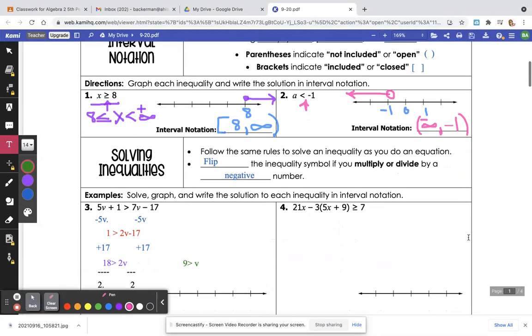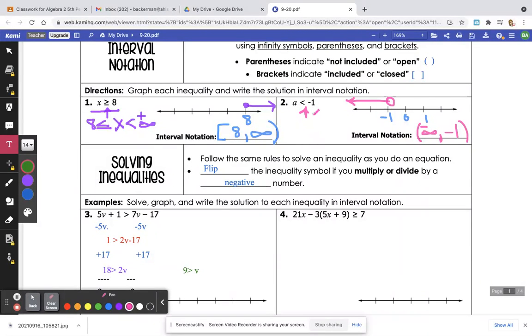So when we start having to solve these, in number 1 and number 2, they were already set up where the variable was alone. We're going to have to start solving these to get the variable alone. And when we do that, there's a few rules that we have to remember. To follow some of the rules of inequalities, if the inequality is multiplied or divided by a negative, then we have to flip the symbol, okay? We're going to flip the inequality symbol if you multiply or divide by a negative number, okay?